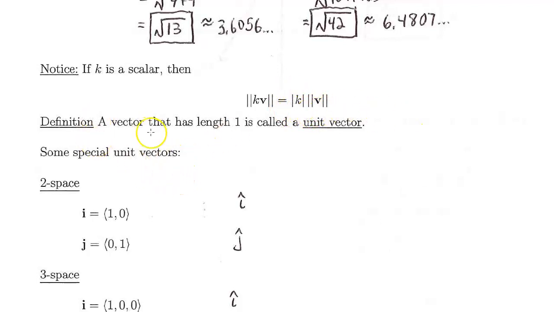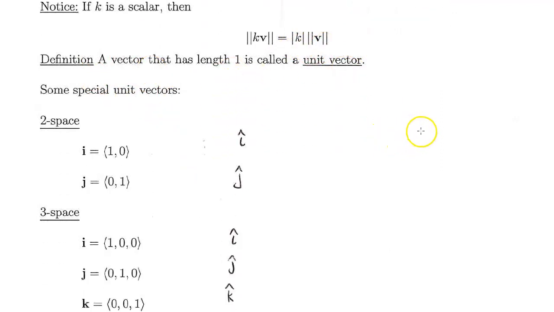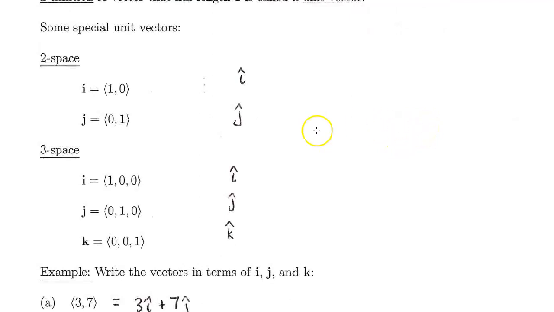Okay, now a vector that has length 1 is called a unit vector. Okay, now some special unit vectors, these are by no means the only unit vectors, are these. So in 2 space, we have a vector that we call i, which is 1, 0. Now the way I usually write i in the notes is i with this little hat over top of it. Okay, and j is the vector 0, 1, and so j, I write it like this. Okay, if you're writing these in your notes.